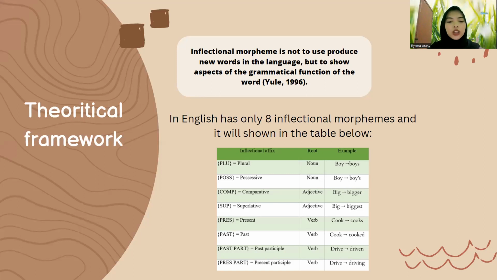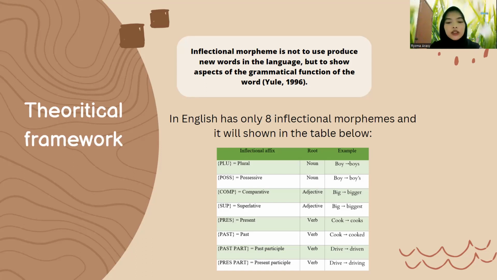The first is plural, as a noun. For example, boy becomes boys. And then possessive, as a noun. For example, boy becomes boy's, adding an apostrophe. And then comparative, as an adjective. For example, big becomes bigger. And then superlative, as an adjective. For example, big becomes biggest.